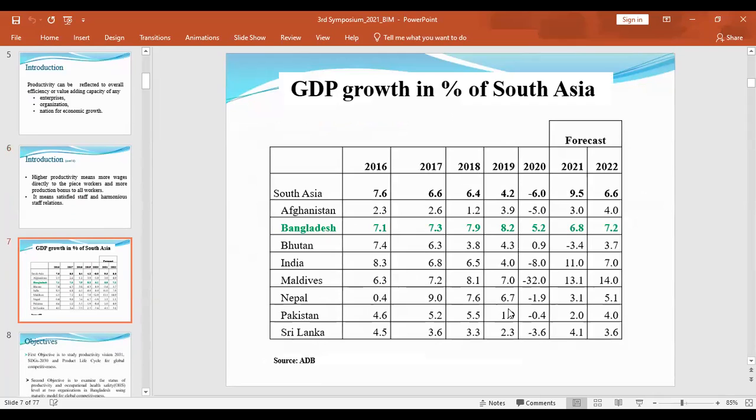This is the statistics report of the South Asia GDP growth from 2016 with forecasting to 2022, comparing Afghanistan, Bhutan, India, Maldives, Nepal. This is the latest source, ADB.